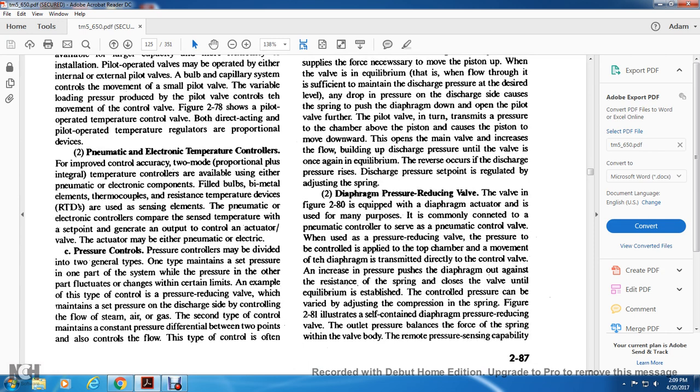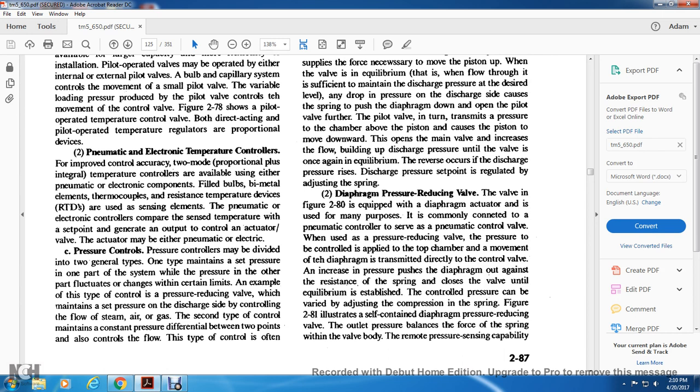Diaphragm pressure reducing valve. The valve in figure 280 is equipped with a diaphragm actuator that is used for many purposes, commonly connected with pneumatic control. When used with the pressure reducing valve, the control pressure is applied to the top chamber of the diaphragm. The movement of the diaphragm is transmitted directly to the control valve, and the valve is opened as the pressure pushes the diaphragm out against the resistance. The spring closes the valve when equilibrium is established. The control pressure can be varied by adjusting the compression in the spring.